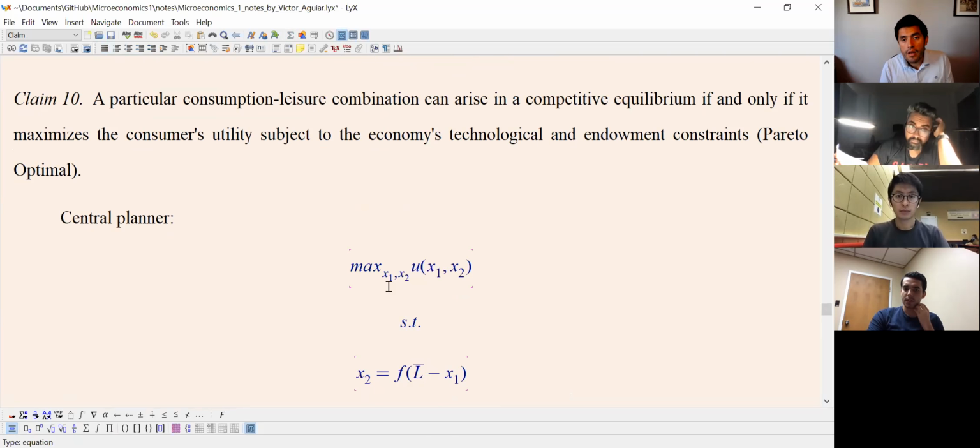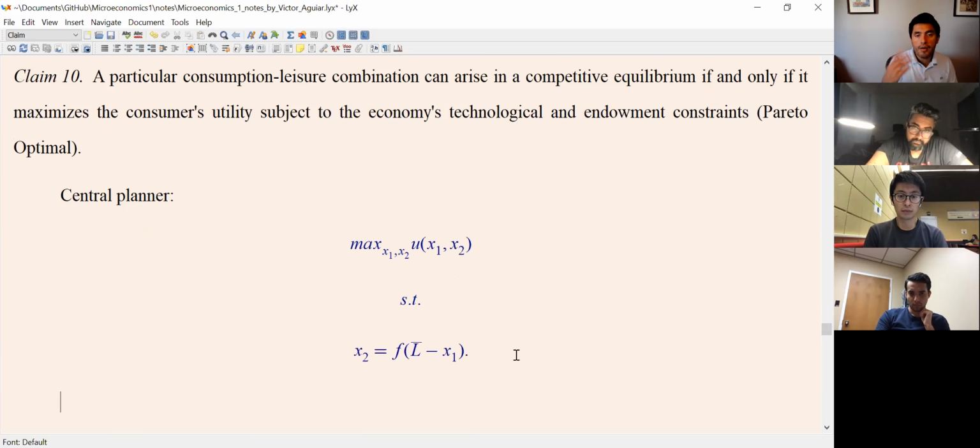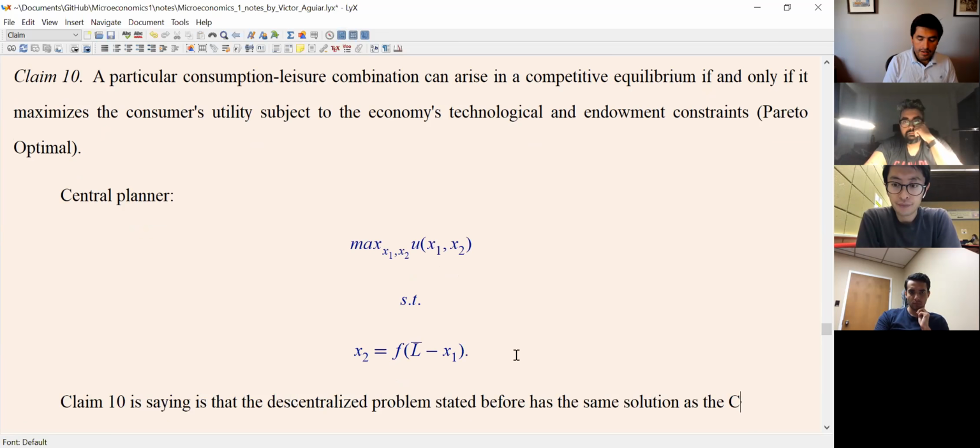Do you agree? Now, the solution to the central planner problem is basically a Pareto optimum, right? There is no way you can improve the situation here. So what claim 10 is saying is that the decentralized problem stated before has the same solution as the central planner problem. Okay?